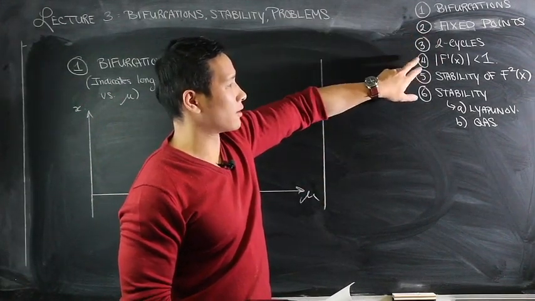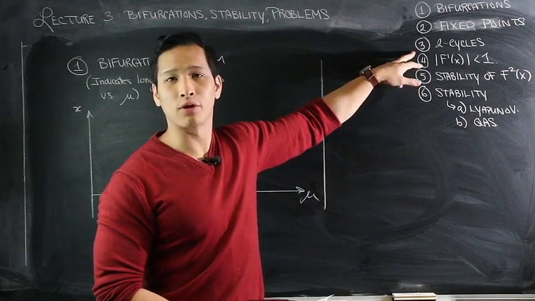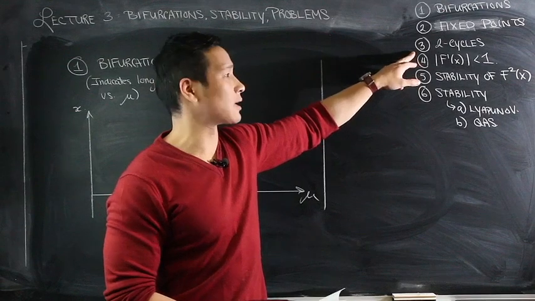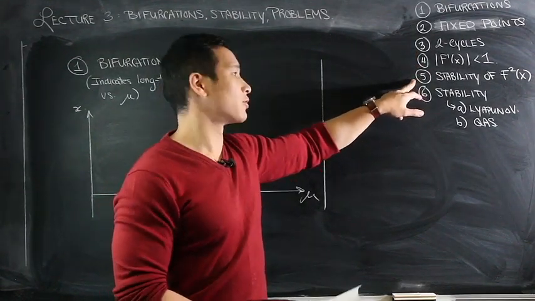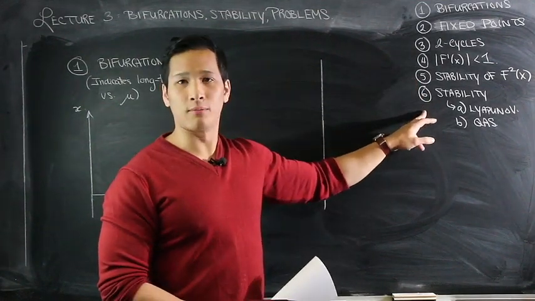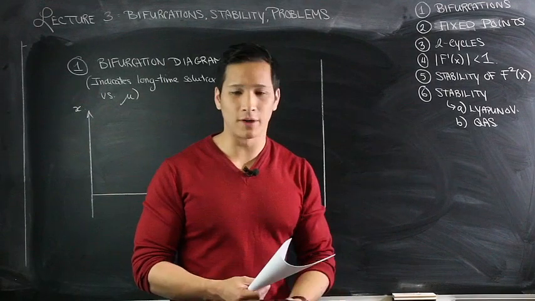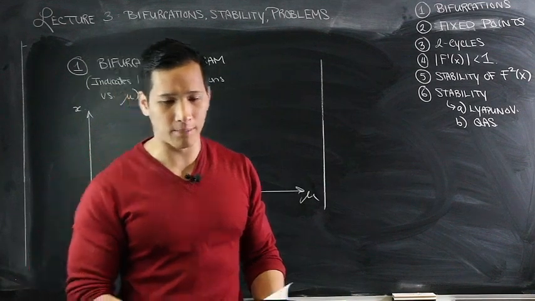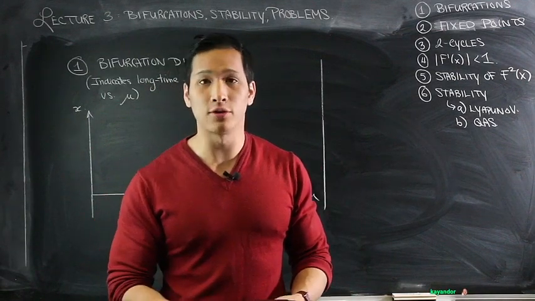We're going to give a threshold for stability. How do you check whether a fixed point is stable or unstable? We're going to talk about stability for two cycles, and then you can extend that to n cycles. And then we're going to talk about more rigorous concepts of stability, more clear definitions of what stability means. And stability is a bit of a tricky concept, even though we've mostly been using it in an intuitive manner.